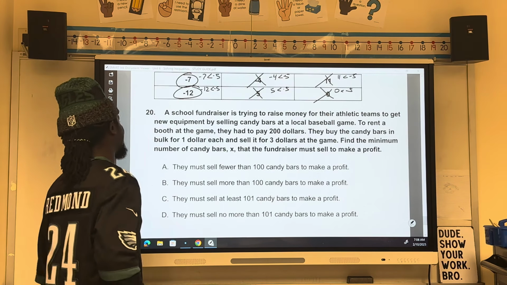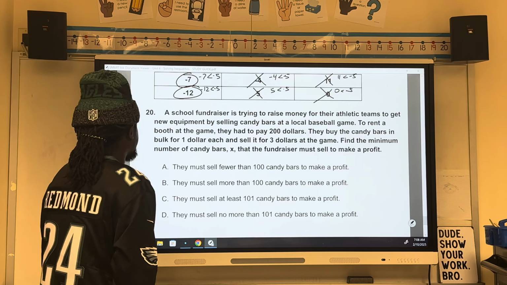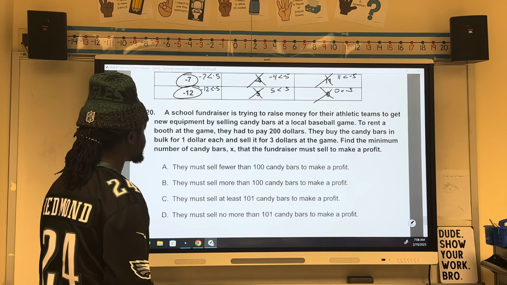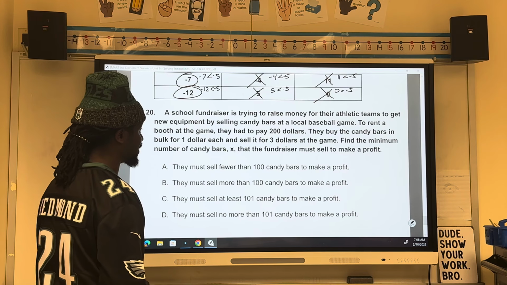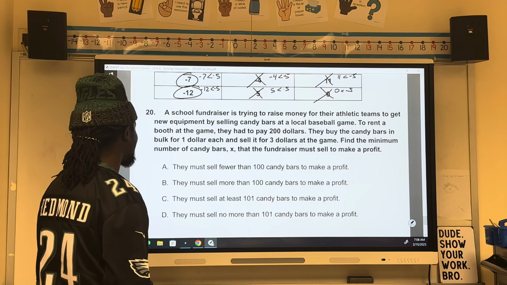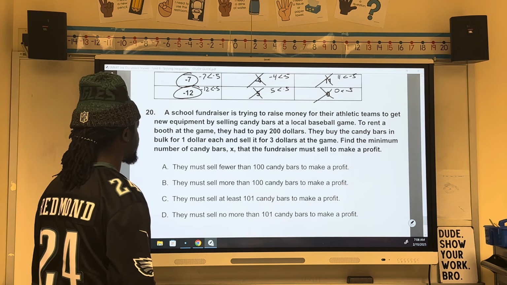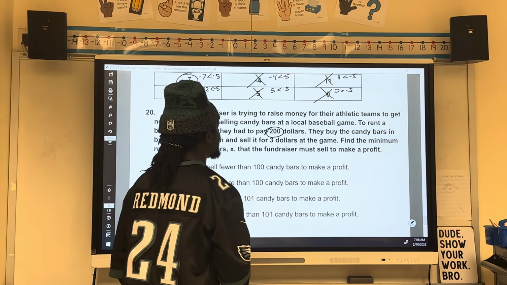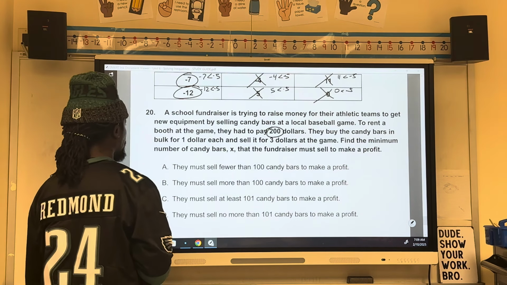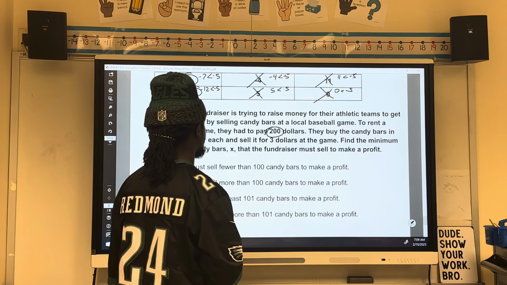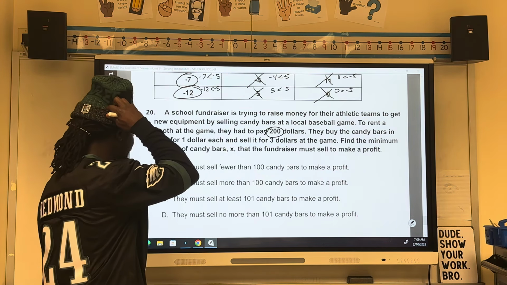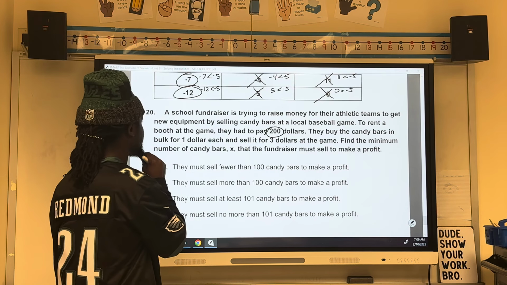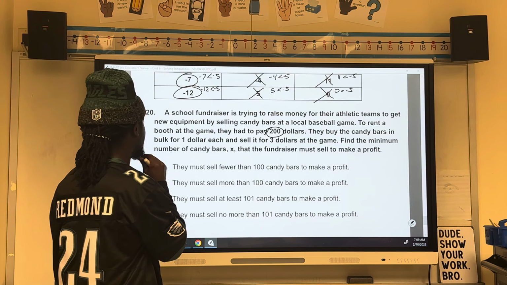All right, and then lastly, a school fundraiser is trying to raise money for their athletic teams to get new equipment. They're selling candy bars at a local baseball game. To rent a booth at the game, they had to pay $200. They buy the candy bars at $1 each, and each sells for $3 at the game. Find the minimum number of candy bars they must sell to make a profit.